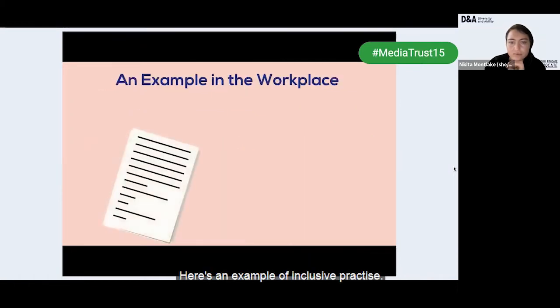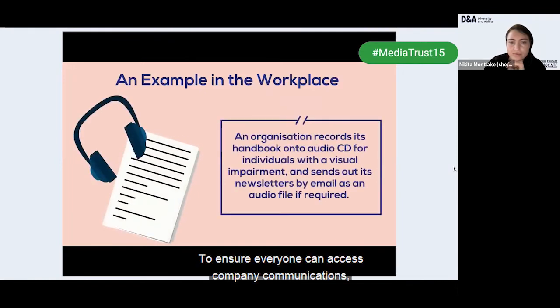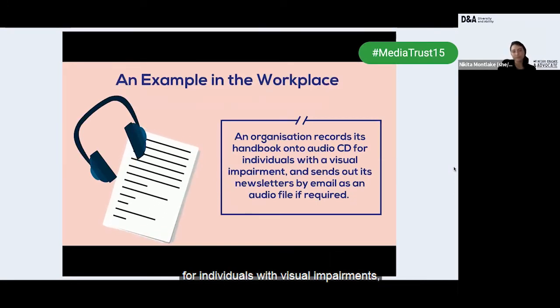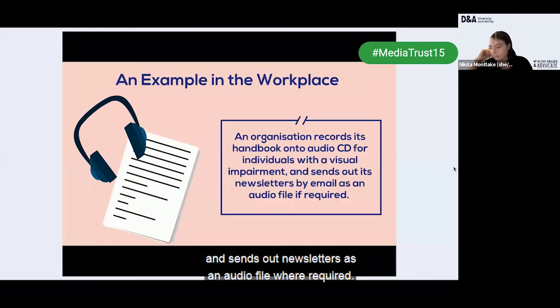Here's an example of inclusive practice. To ensure everyone can access company communications, this organization records its handbook onto audio CDs for individuals with visual impairments and sends out newsletters as an audio file where required.